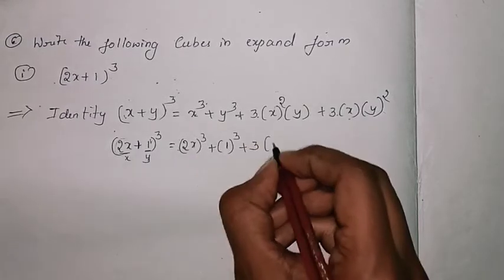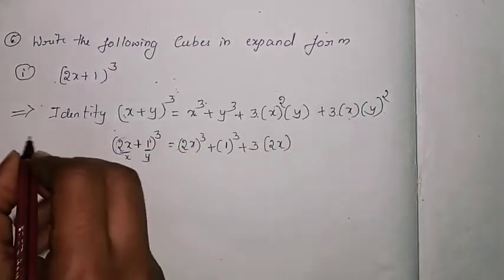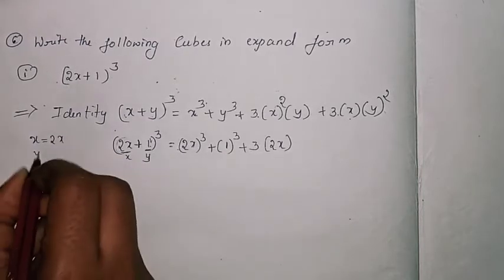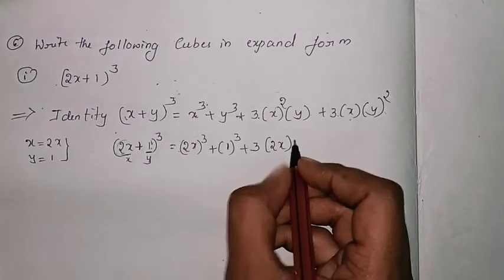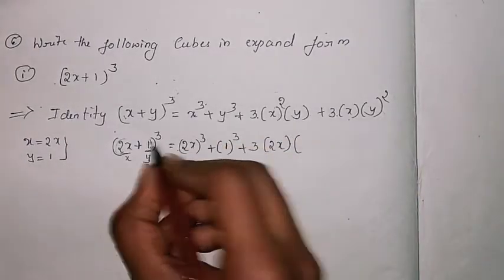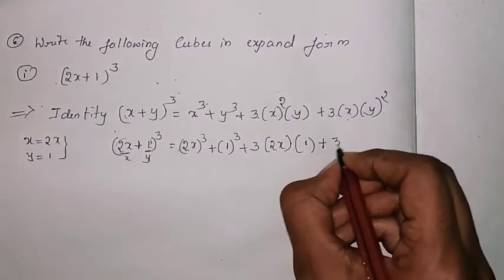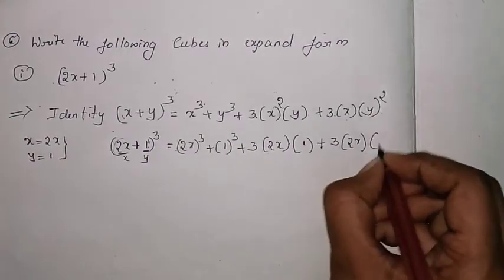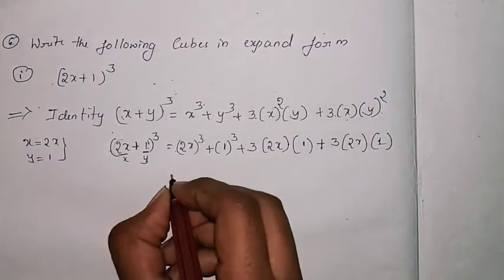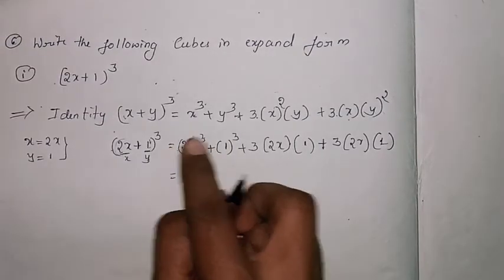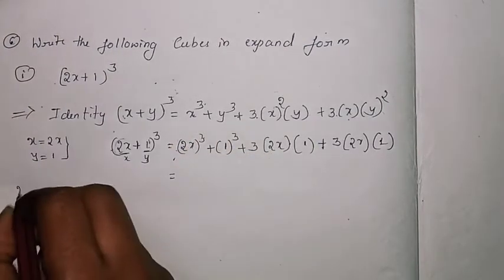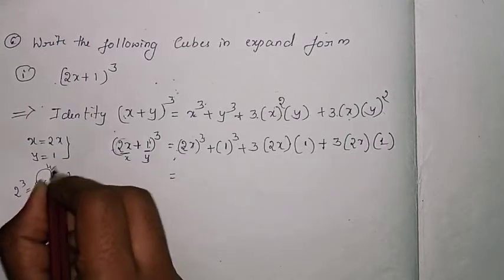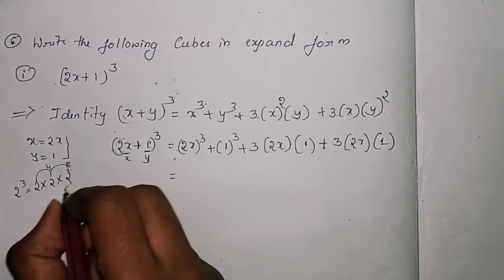What is the x value? That is 2x, and y is equal to 1. So we can solve by this. What is the value of y? 1. So plus 3. What is the value of x? That is 2x. What is the value of y? That is 1. Now we have to solve this. 2 cube is 2 into 2 into 2. 2 2s are 4, 4 2s are 8. So the answer is 8.